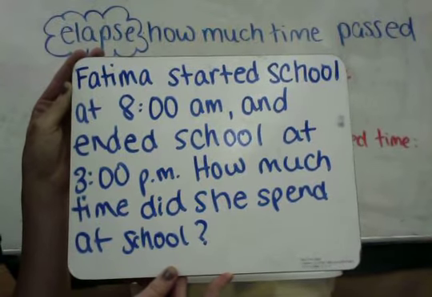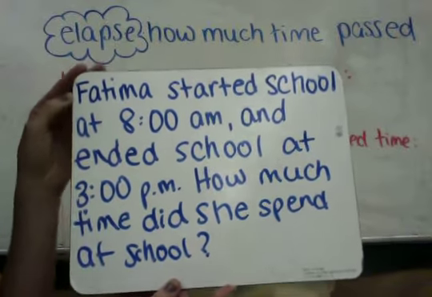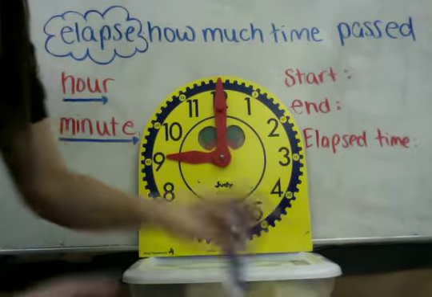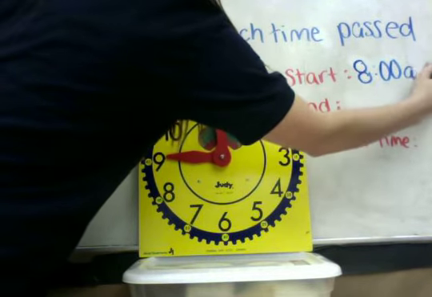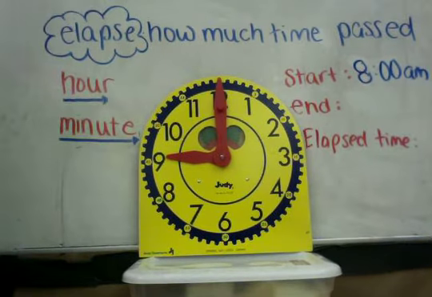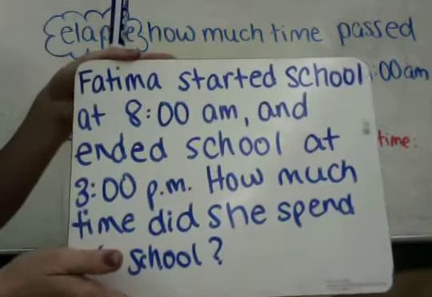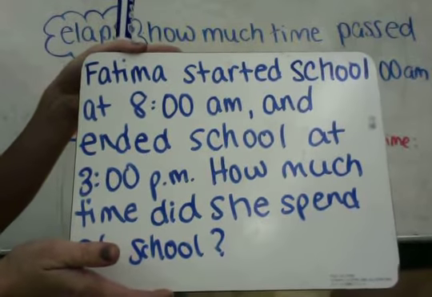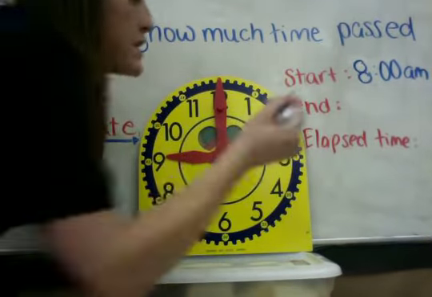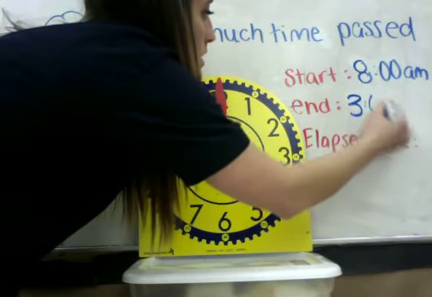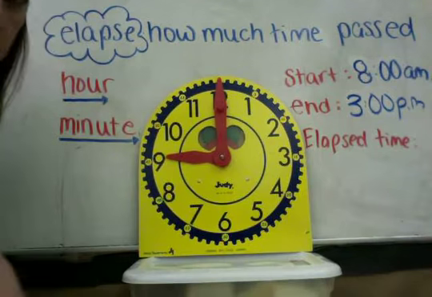What is my starting time? Yes, 8 a.m. So on my board over here, I need to put my start time is 8 o'clock. And the a.m. part is very important. So I'm going to include that as well. And our ending time is at 3 o'clock p.m. So I'm going to write that on our ending time here. And the p.m. is very important as well. So I need to include that.